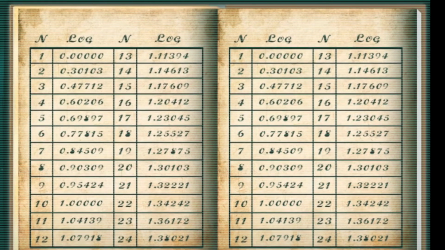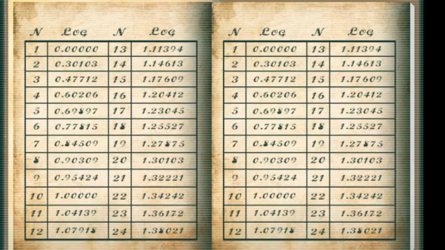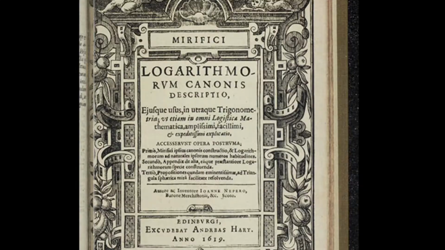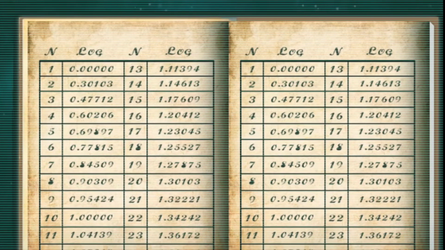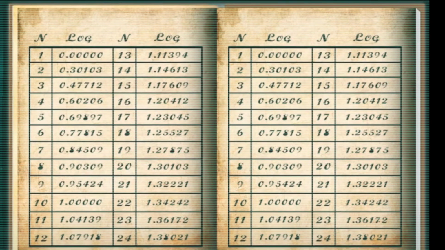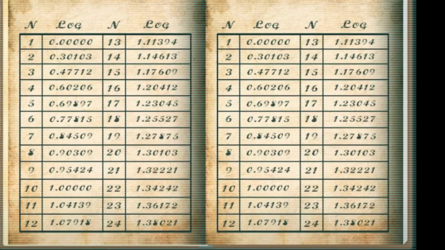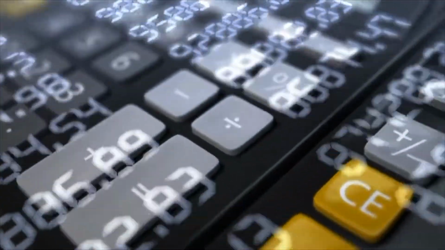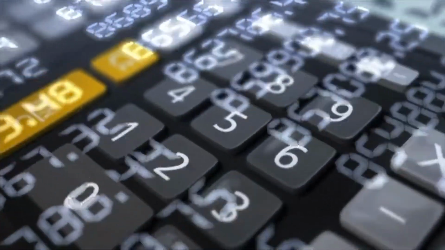The tables were published so that anyone looking to do complicated calculations could do it by first determining the log of the values that you wish to multiply together. Then, by adding the logs together, you would obtain a log value which would then tell you what the multiplied values would be. But now we have calculators. So logs, what is it good for?